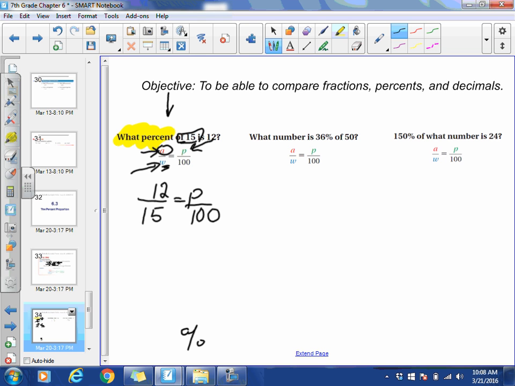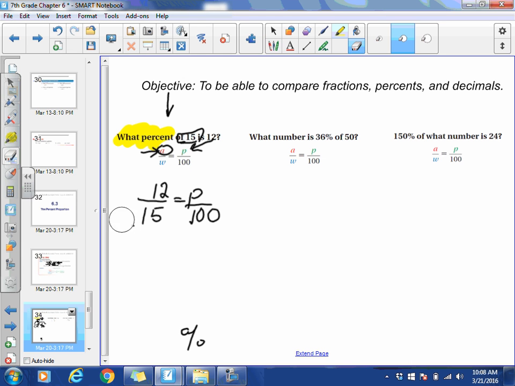There are a few ways to do this. You could look for a shortcut and say, does 15 go into 100 nicely? Does it go into 100 4 times or 5 times or 6 times? It doesn't. So that's not a super great shortcut for this one, okay? Because you'd have to multiply 15 times a fraction or a decimal to get 100. But we do know that cross products of 2 fractions that are equal, like we have here, or 2 ratios that are equal, or we could just call this whole thing a proportion.